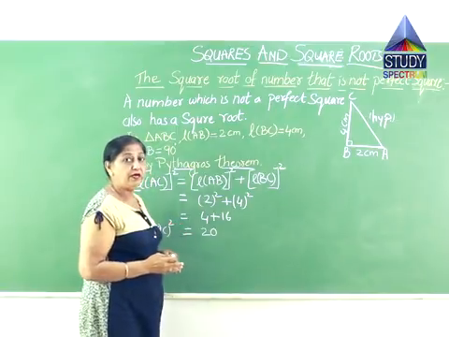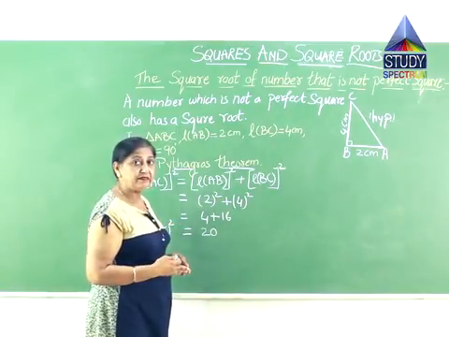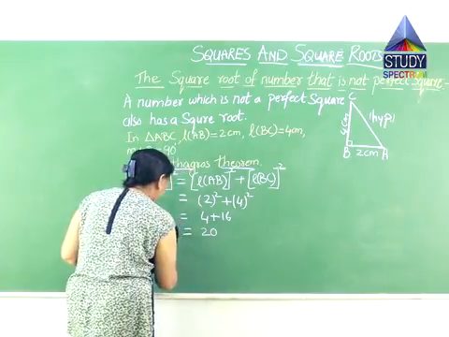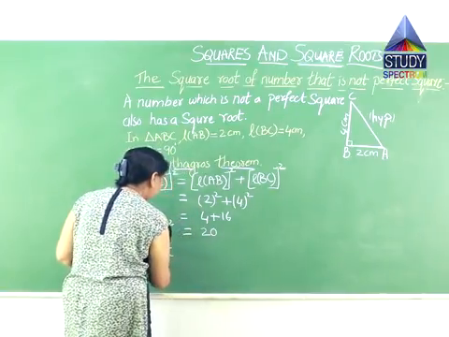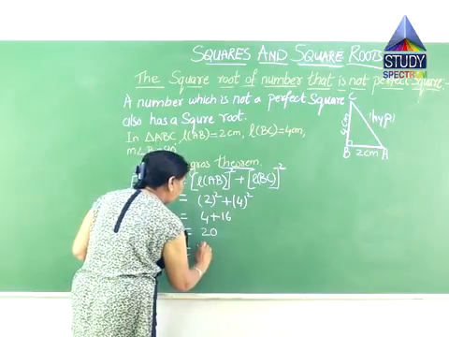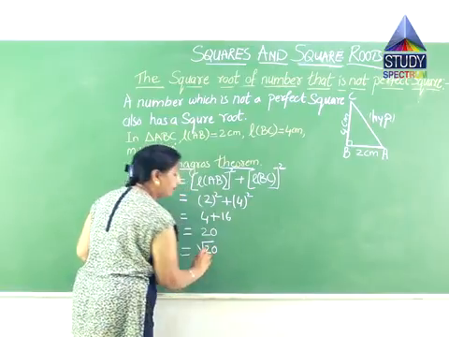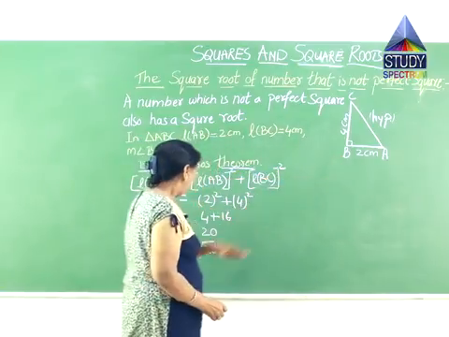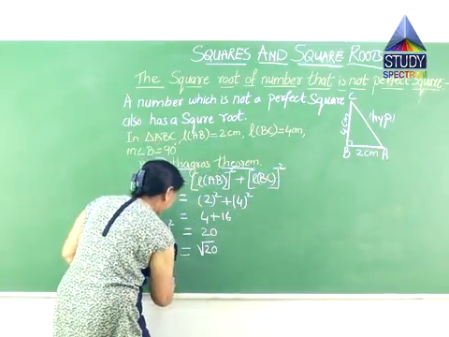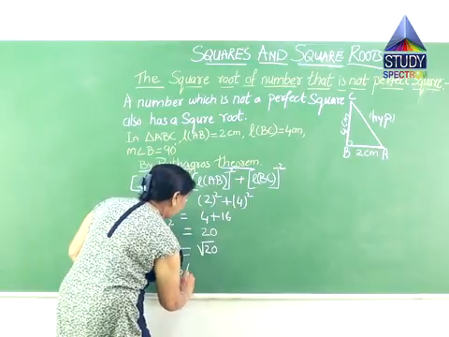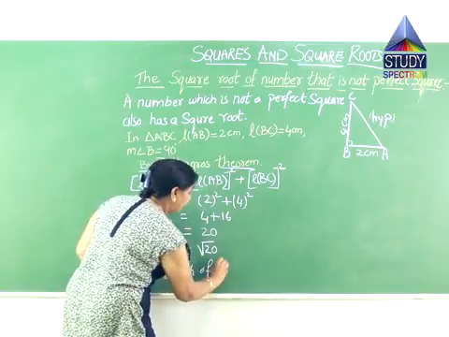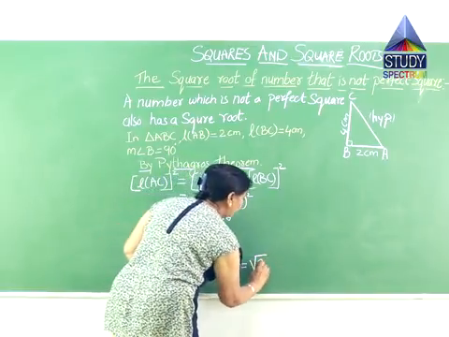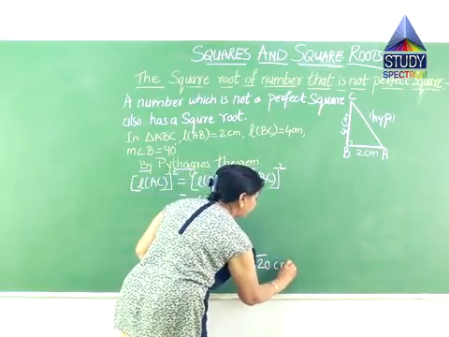But what we want? We want the length of AC. So how will I get it? By squaring both sides. What will I get? Therefore AC is equal to root of 20. So now what is the length of AC? The length of the AC side is equal to root 20 centimeter.